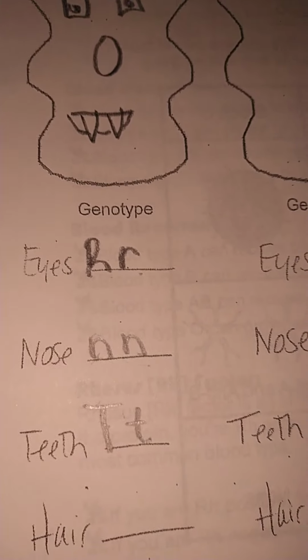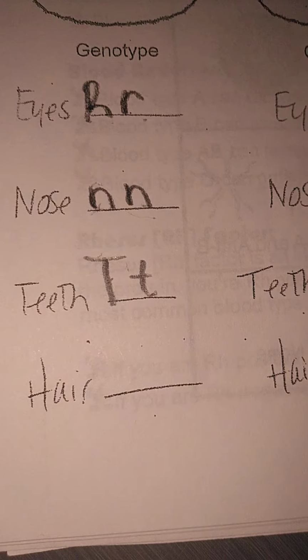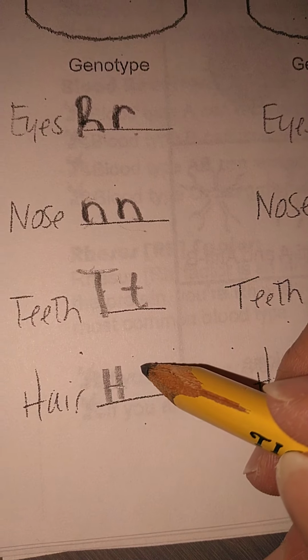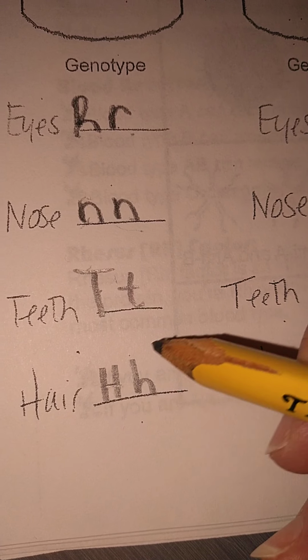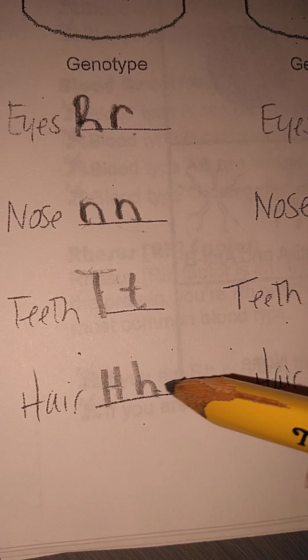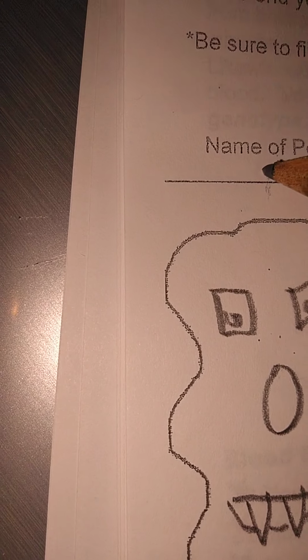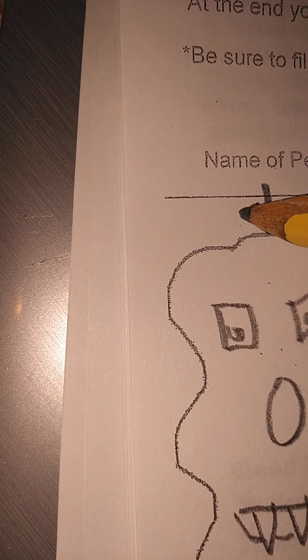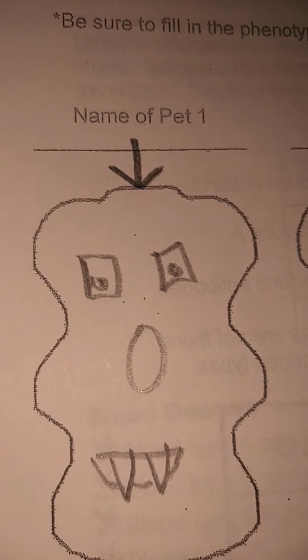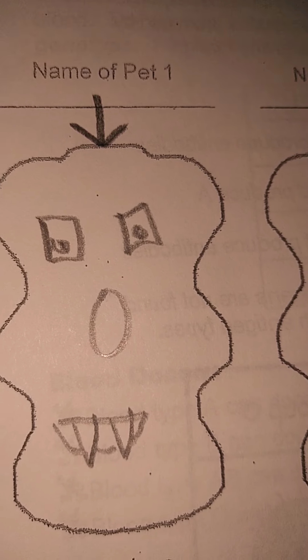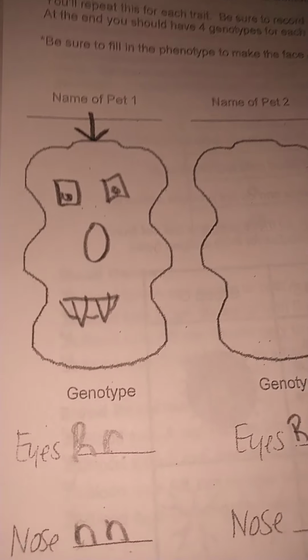Okay. And then we get down here to the hair. We flip the first time, we get heads, so that's a capital H. Flip again, get tails, so that's a lowercase h. So we have the heterozygous, codominant big H and little h. So we're going to have both the big H trait of the one straight hair and the little h trait of the two in the V shape. So that would be the codominant phenotype there. And that would be pet number 1.